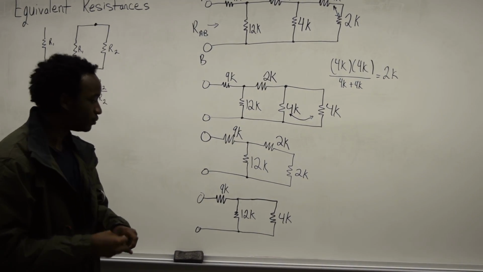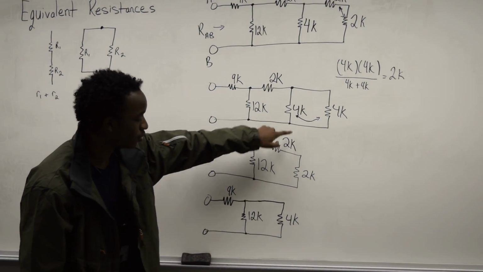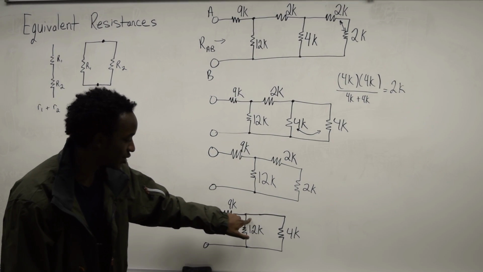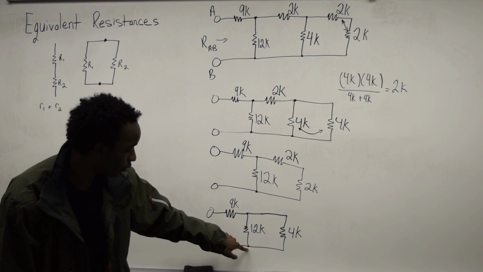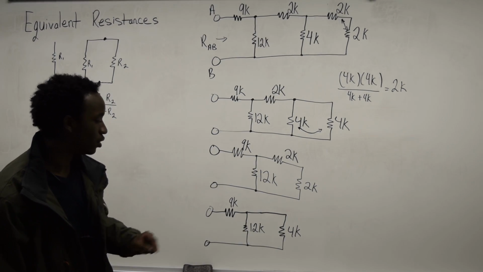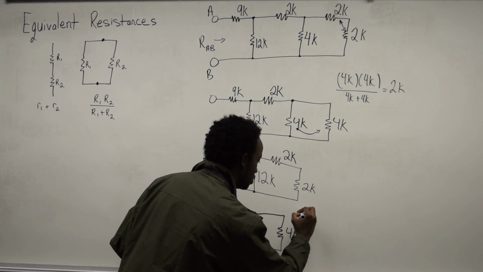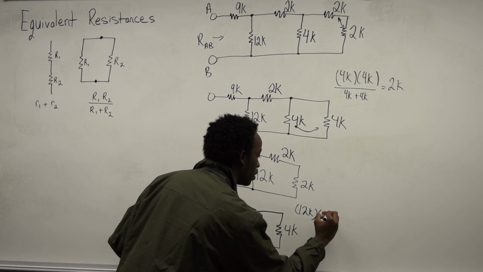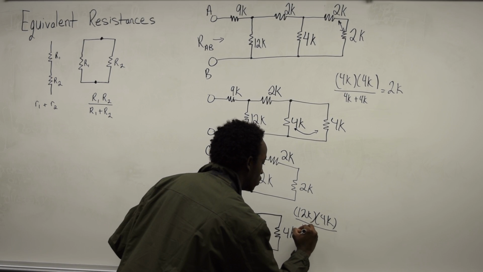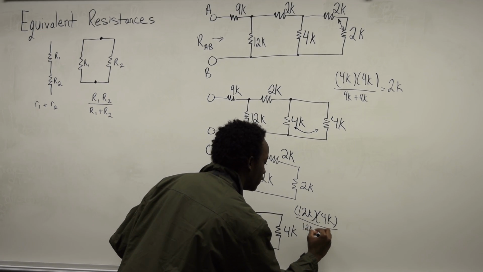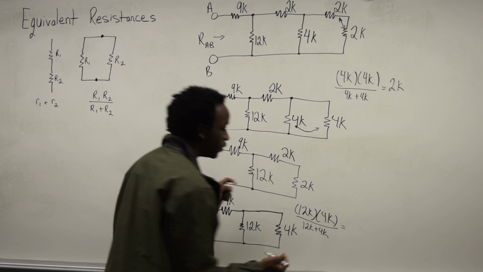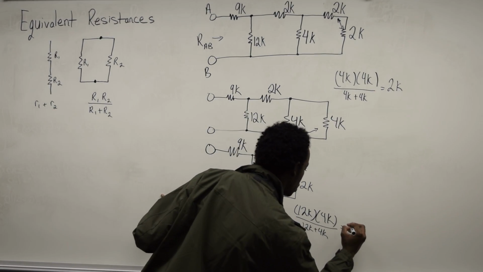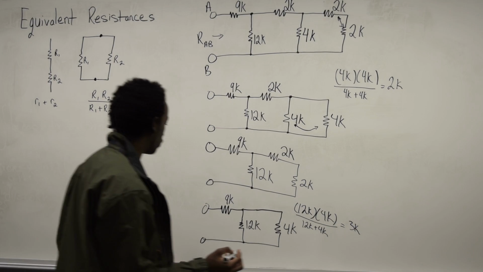Okay, so again, just like in this example, the 4K and the 12K resistor are in parallel because the 4K starts at this node and it ends right here, as well as the 12K resistor. So now you would do the equation, which is 12K times 4K over 12K plus 4K. Now 12 times 4 is 48. Over 16, that's equal to 3K. So, redrawing the circuits.